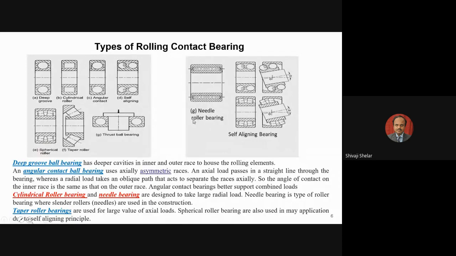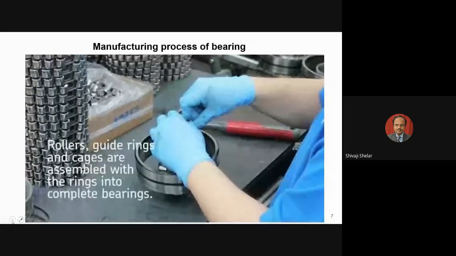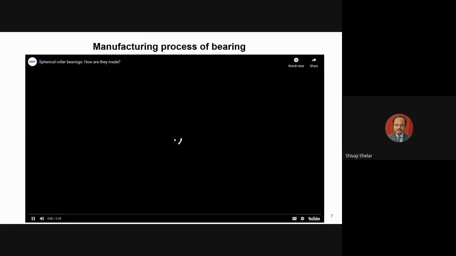So let's go to the next slide. I am showing one manufacturing process by SKF. We are going to use the SKF catalog, that's why I am showing this. You may not hear the sound, but you can see the visual. There is text written on that visual also, so you can understand it. It is a 4-minute video.